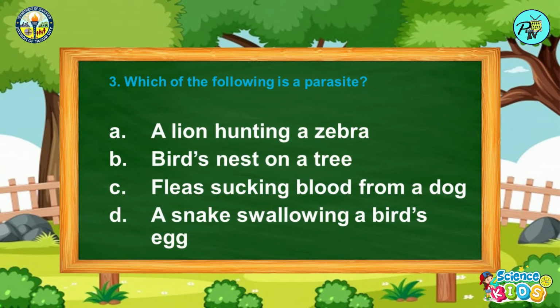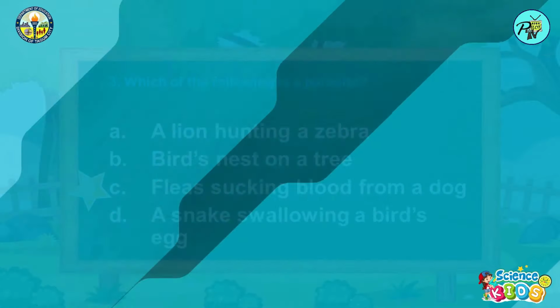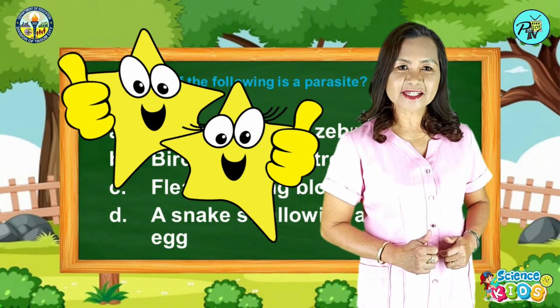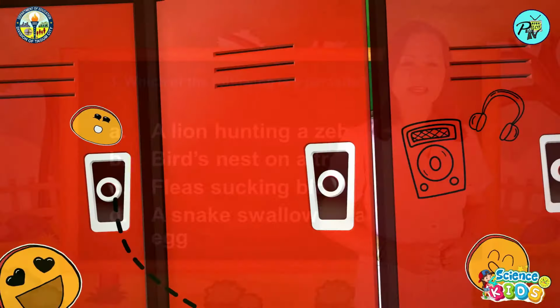Time's up. What is your answer? That's right. The answer is letter C. Fleas sucking blood from a dog. Great job, kids! Just keep on learning.